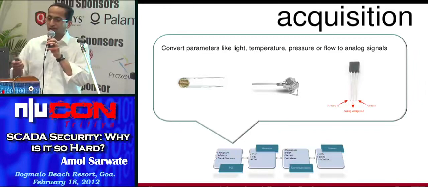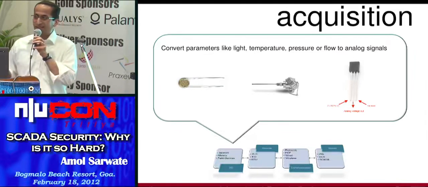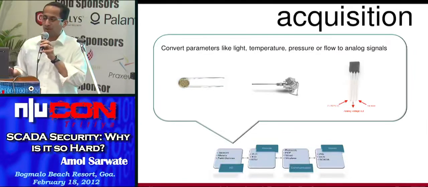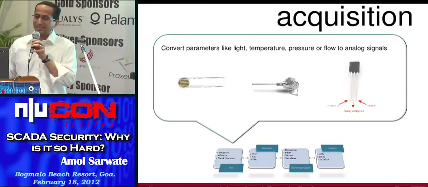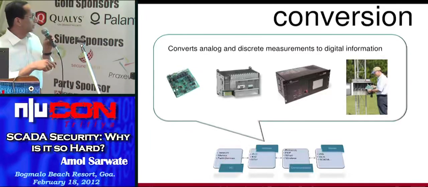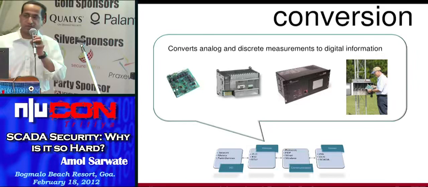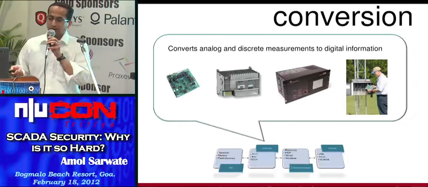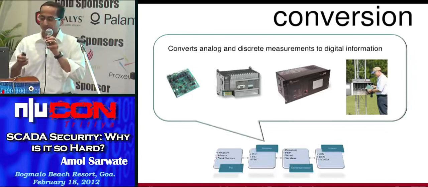So they consist of PLCs, RTUs, IEDs. PLC is a programmable logic controller, RTU is a remote terminal unit, IED is an intelligent electronic device. And they typically look like this. It's a PLC, an IED, and an RTU. They are usually mounted on electric poles, where they convert whatever discrete input they have received into digital.